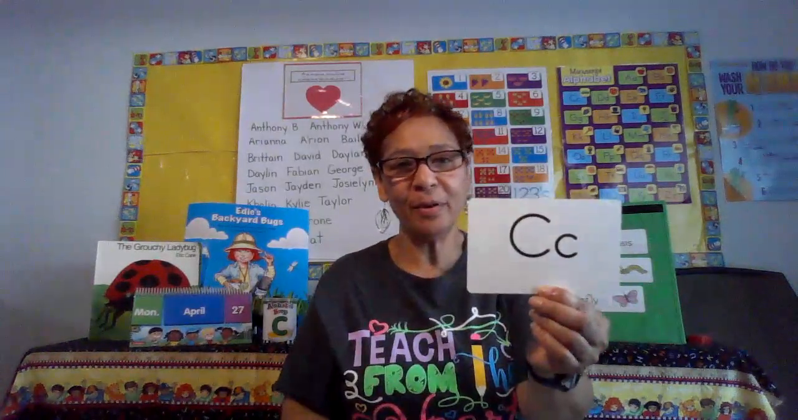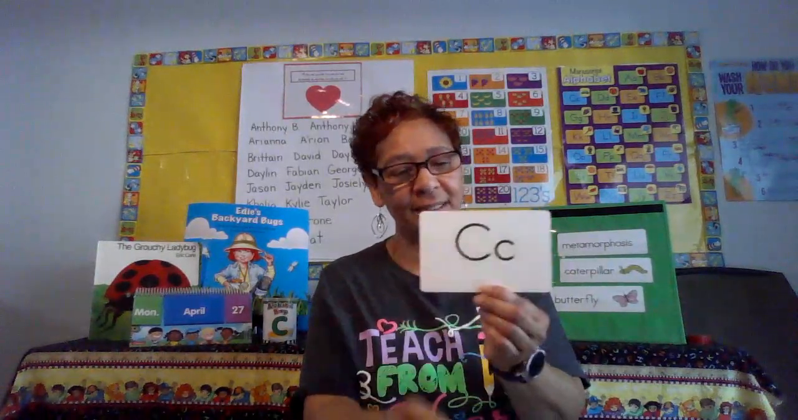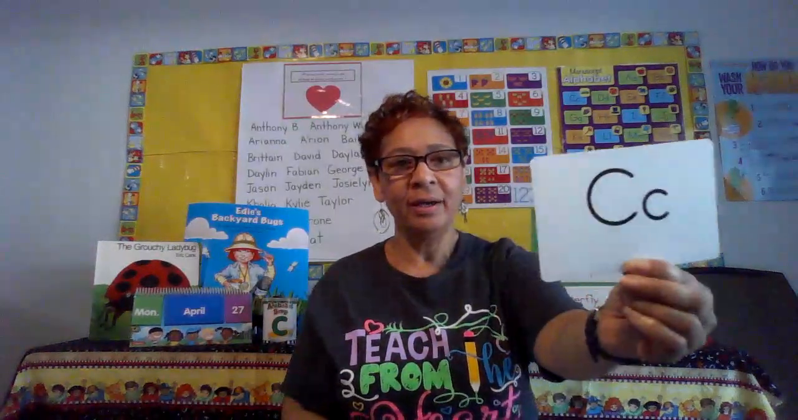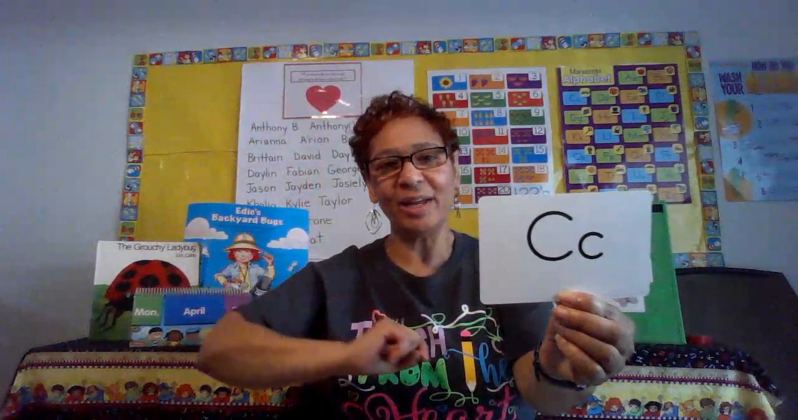Let's put our finger in the air and air write letter C. We're going to begin with the uppercase or the capital letter C, and then we're going to move on to the lowercase or the small letter C. You can see with your eyes that they look identical, except one is larger than the other. So let's get ready to air write the letter C. Finger up in the air. We're going to start over here and we curve over like that to write our letter C.